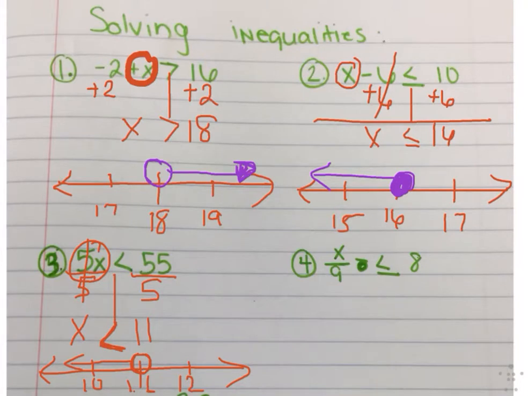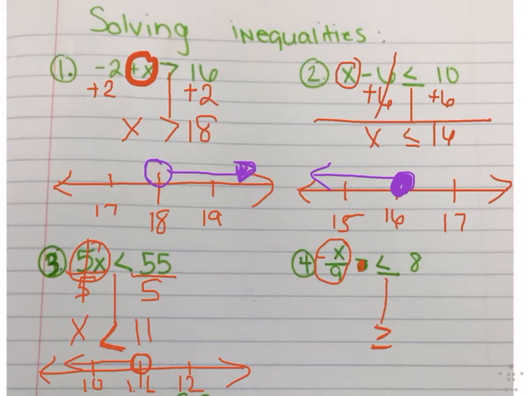Last one for one step. I have x divided by 9, don't mind this, is less than or equal to 8. So I'm going to go ahead and draw my line. Actually, let's change this up. Let's make it negative x over 9. So if I circle my variable, I circled a negative. And what's our rule? If we circle and it has a negative, automatically it's going to flip my inequality sign.